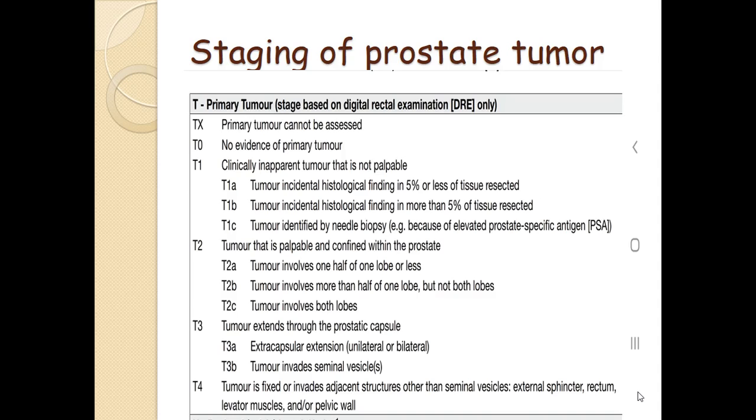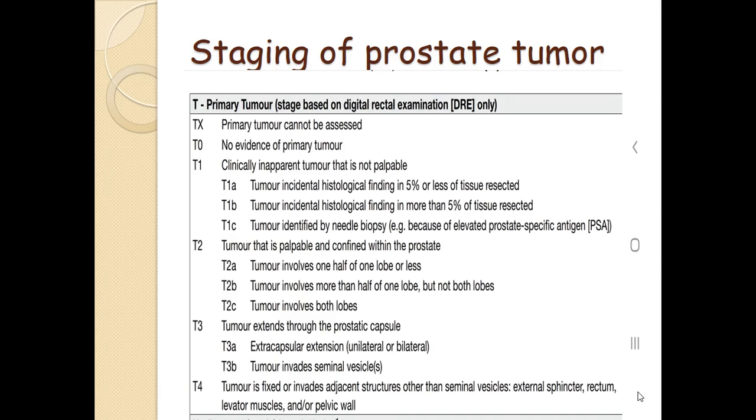Yes, proceed. So staging of the prostate tumor, we can stage on the DRE into T1, T2, T3 and T4, based on DRE and other findings. T1 is a clinically inapparent tumor that is not palpable. T1A is a tumor incidental histological finding in 5% or less of the tissue resected, and T1B is more than 5% of the tissue resected having tumor, and T1C is tumor identified on needle biopsy.